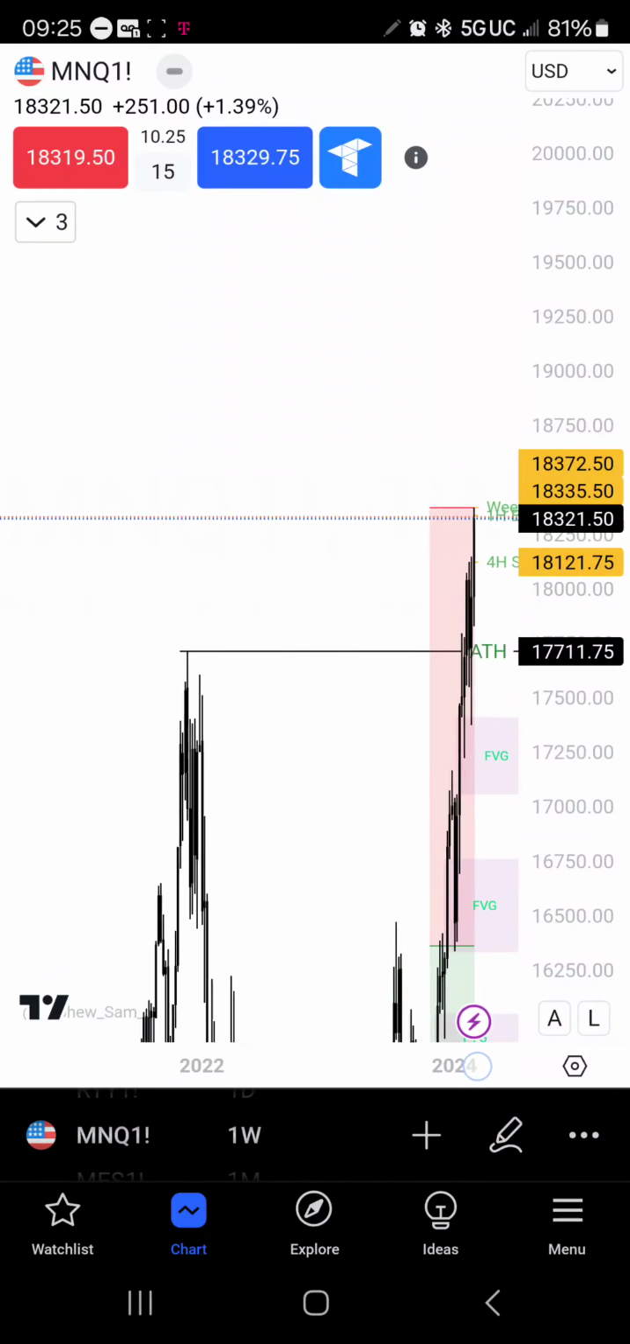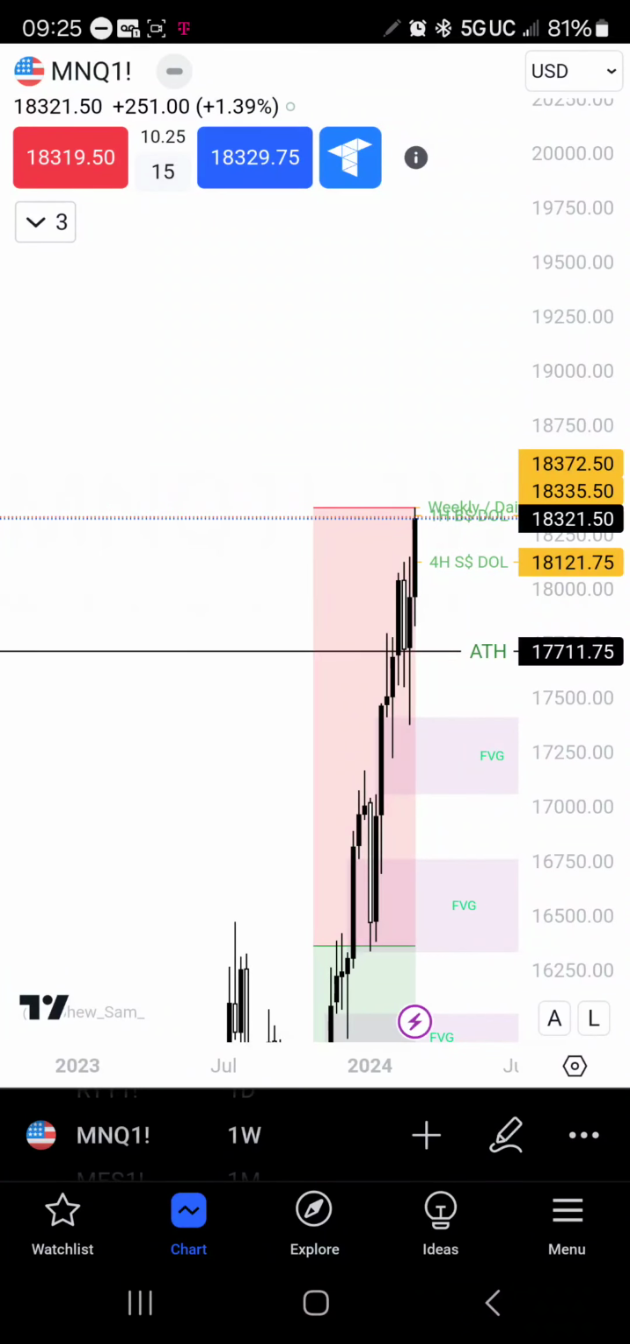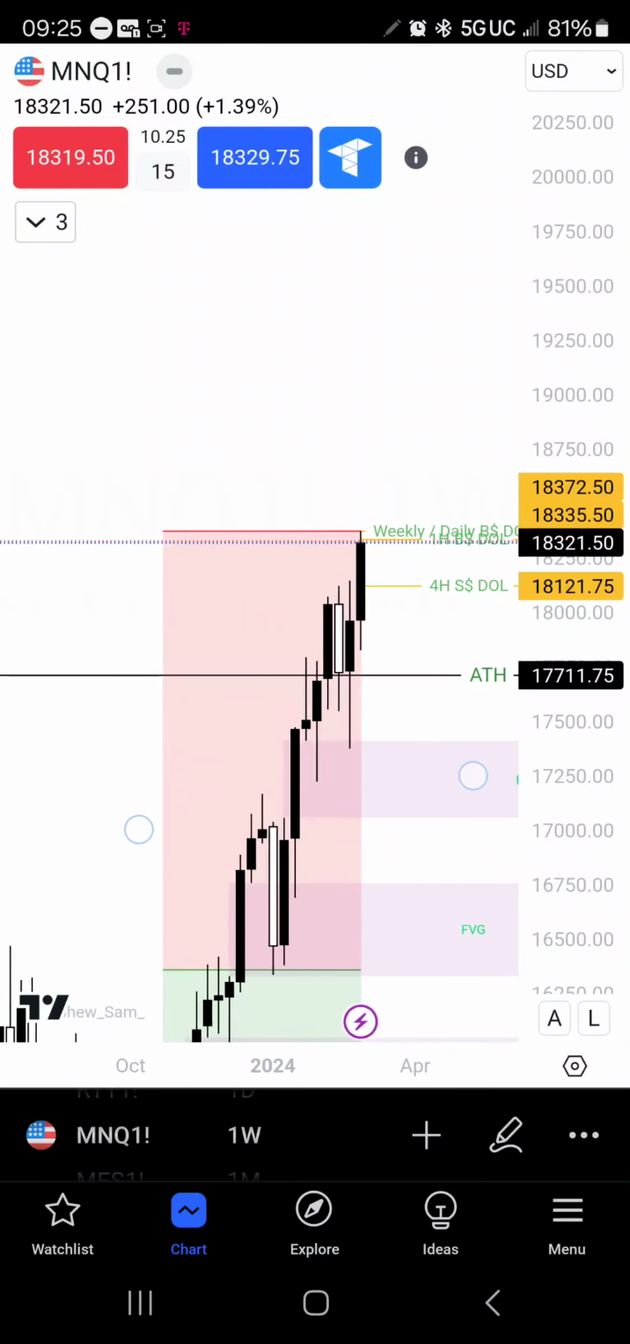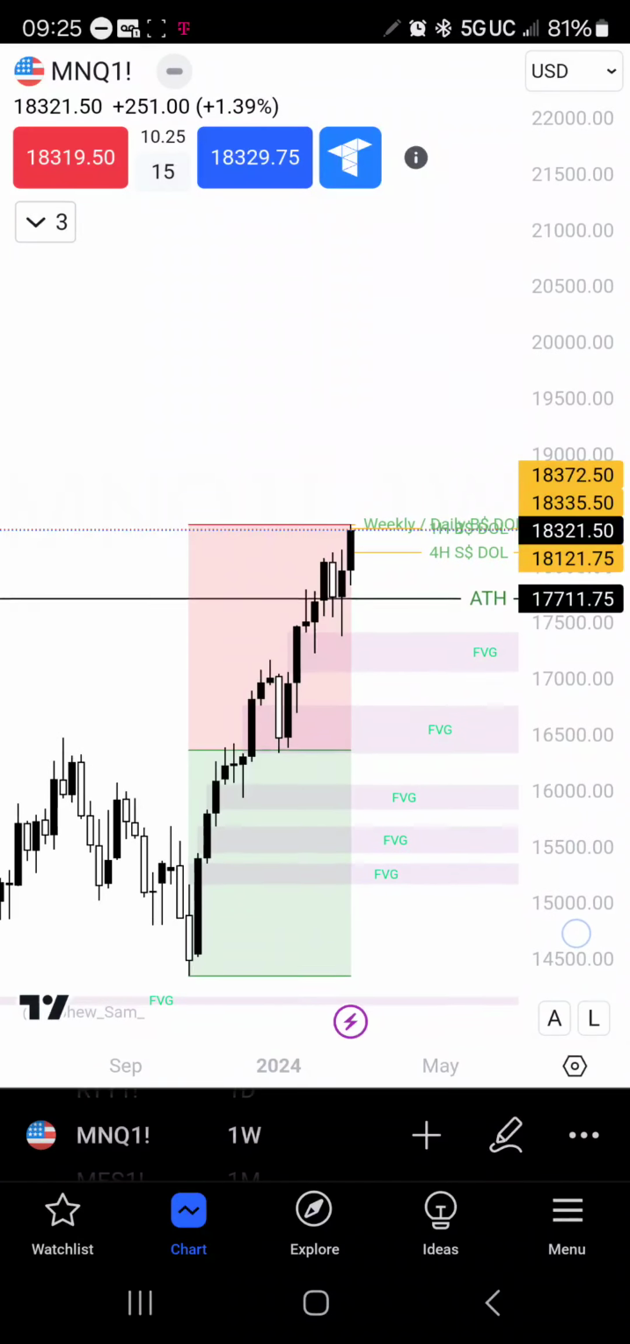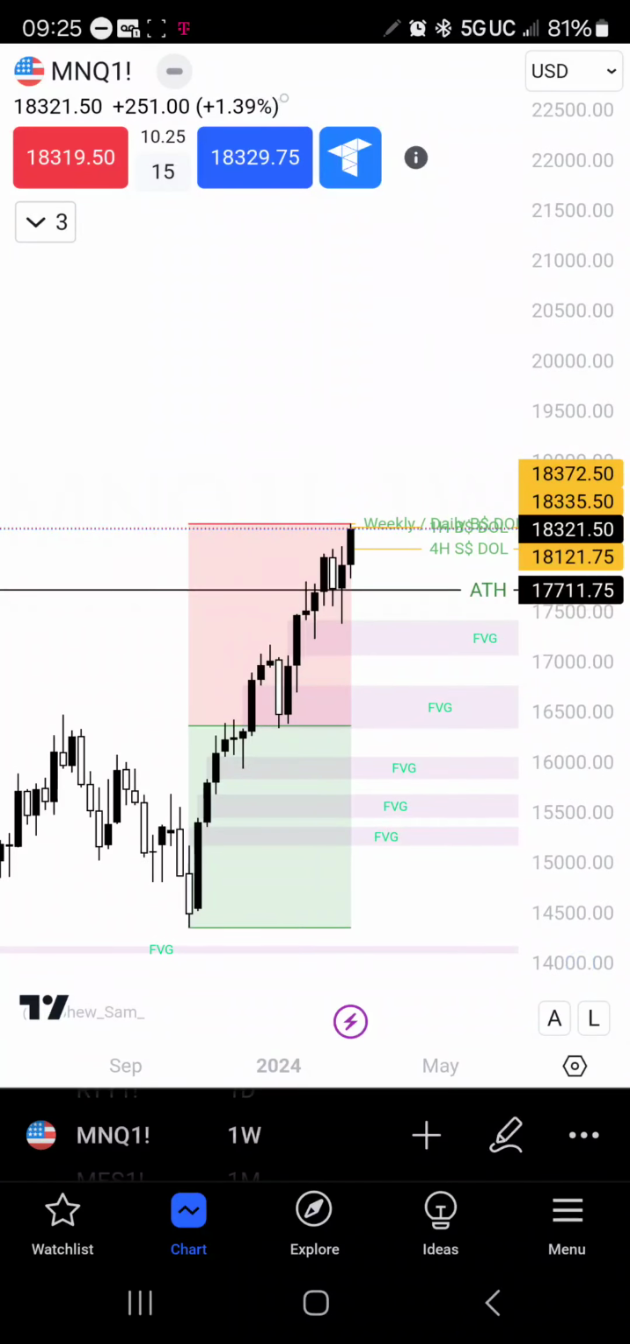Here, let me show you guys. So you see here is the previous all-time highs right here at 17,711.75. So eventually, we're gonna need another pullback. We do have some unmitigated fair value gaps down here. It does not necessarily mean that the market has to come back, but that could be a narrative as to why the market is pulling back.